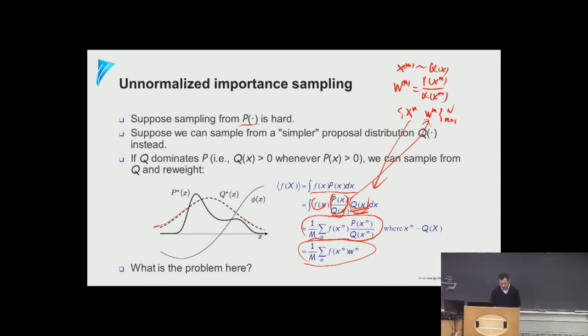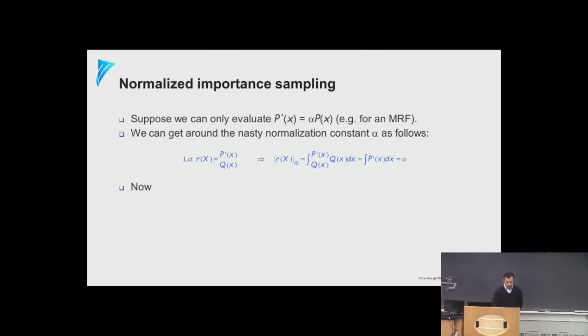Okay? And then comes the immediate question: what if I can only evaluate my proposal and my true distribution up to a constant? For example, I don't have the exact value of the normalization constant, therefore I define it to be alpha, right? And I can evaluate only the unnormalized part. If that's the case, you can still define a ratio, okay?